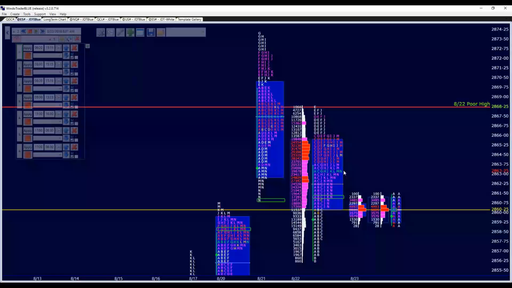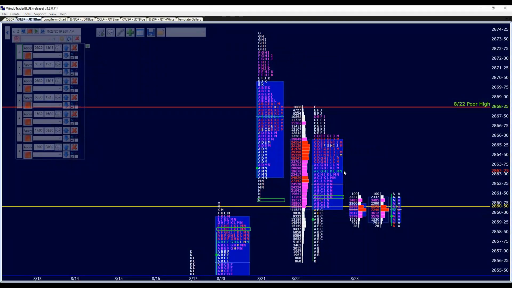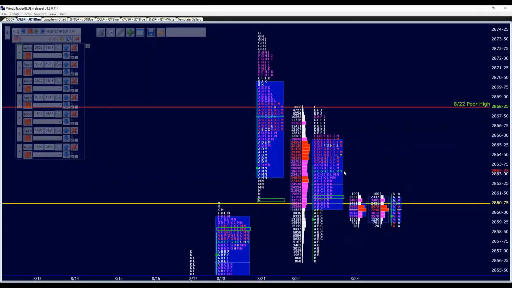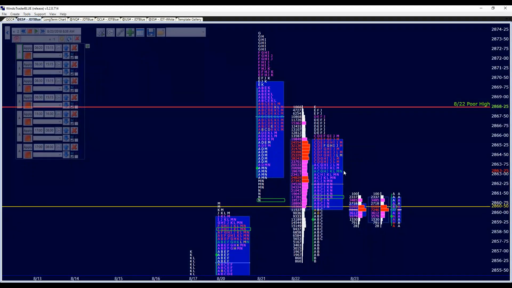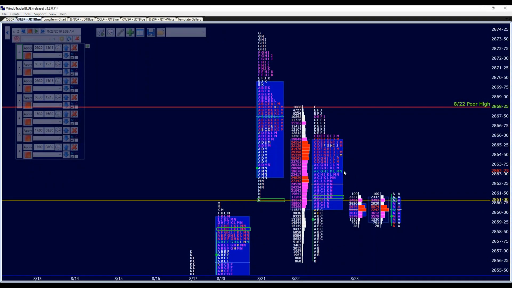Now, the easy thing is to say, well, Jim, what is average? I don't know what average is. You get this from experience, from looking at the profiles every day. And it changes depending on how stretched out the profile is, etc. But I can tell you that is a prominent POC. The more prominent a POC is, the higher the odds that the market will go back and revisit it.